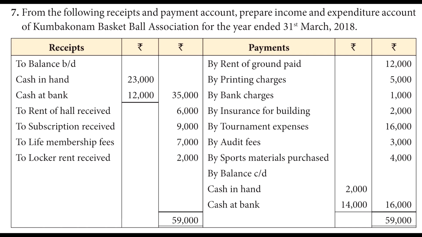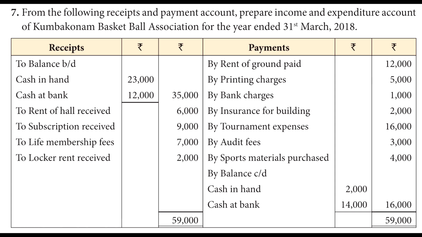that is totally 35,000. To rent of hall received 6,000, to subscription received 9,000, to life membership fees 7,000, to locker rent received 2,000. On the payment side, by rent of ground paid 12,000, by printing charges 5,000, by bank charges 1,000, by insurance for building 2,000, by tournament expenses 16,000, by audit fees 3,000, by sports materials purchased 4,000. By balance carried down, cash in hand, cash at bank, that is total 16,000.